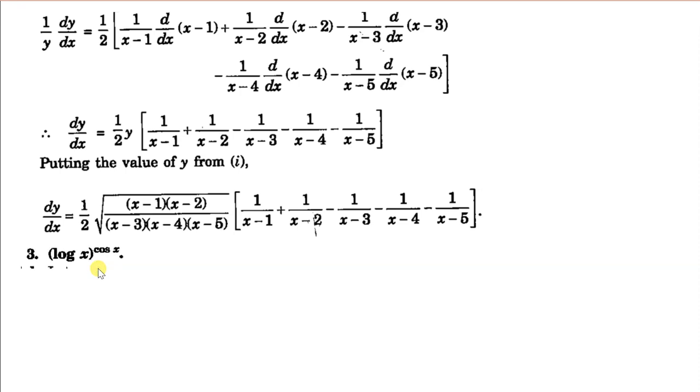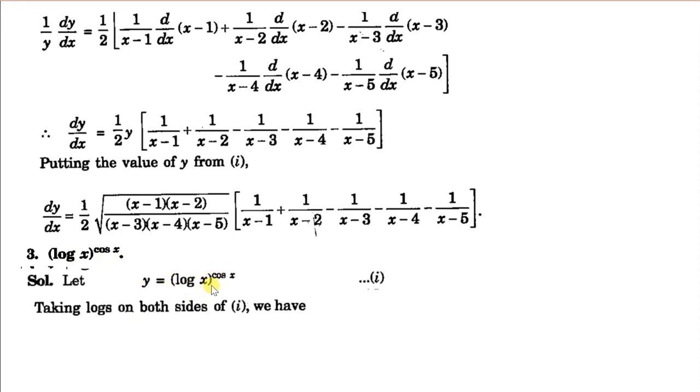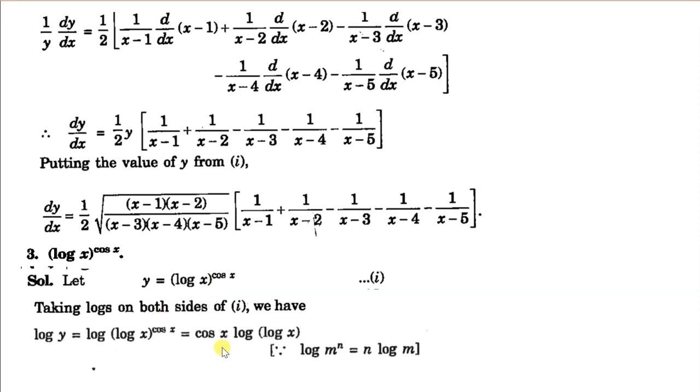Next one is (log x) to the power cos x. Here the base is also a function of x and the power is also a function of x. So we will take log of both the sides. So log y becomes cos x log of log x. So now differentiate with respect to x.